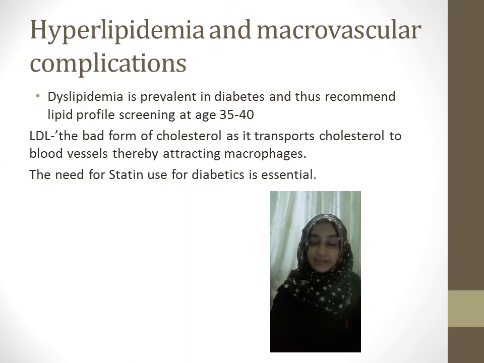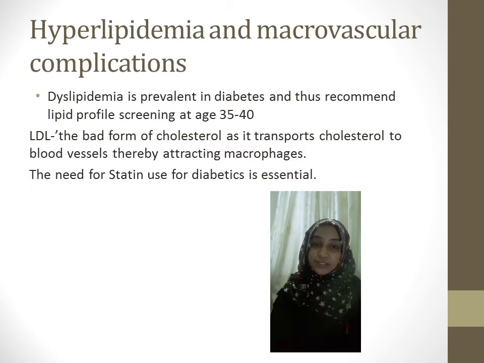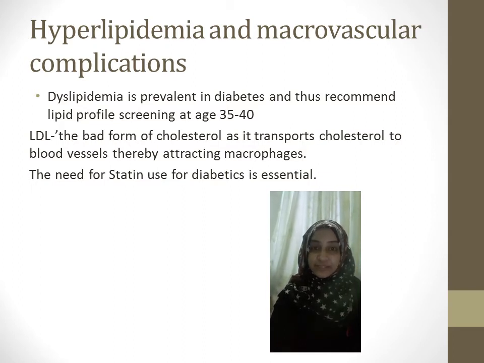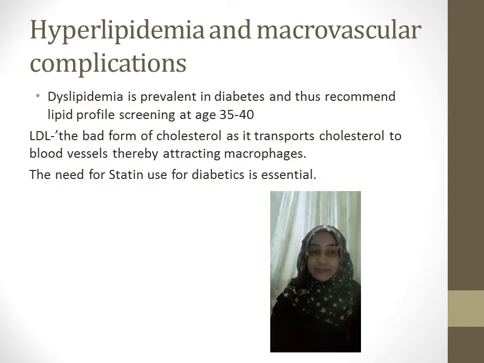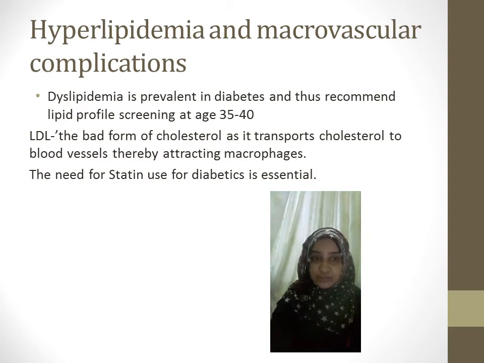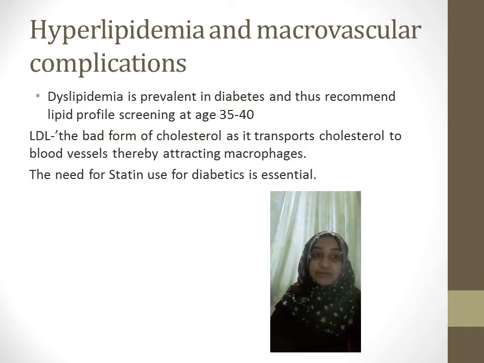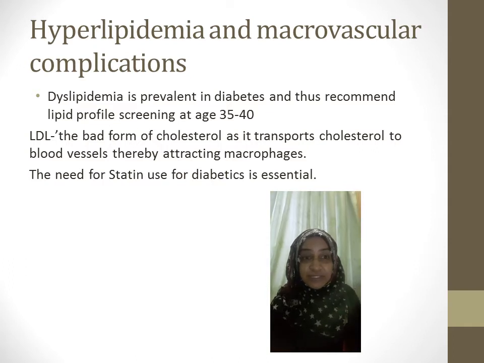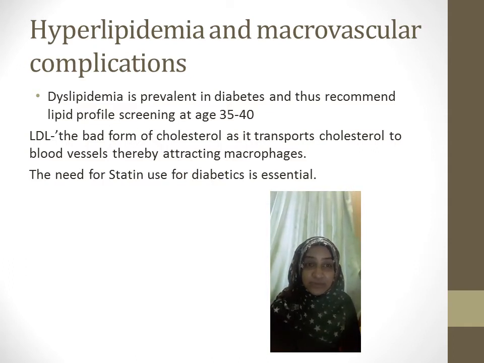Lipidemia and macrovascular complications. How does cholesterol affect macrovascular complications? It is one of the risk factors actually. Dyslipidemia is prevalent in diabetics and thus we recommend a lipid profile screening at the age of 35 to 40 years. LDL is the bad form of cholesterol, as it transports cholesterol to blood vessels, therefore attracting macrophages. Therefore, there is a need for statin use, which is aspirin, for diabetics as early as possible.